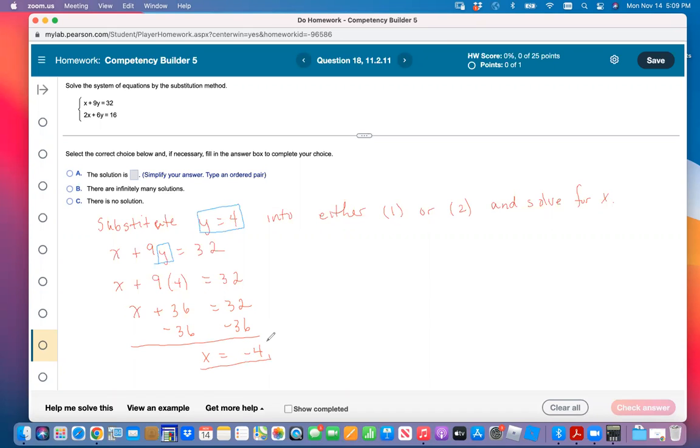So we have solved our system. We found the x coordinate is negative 4 and the y coordinate is 4.